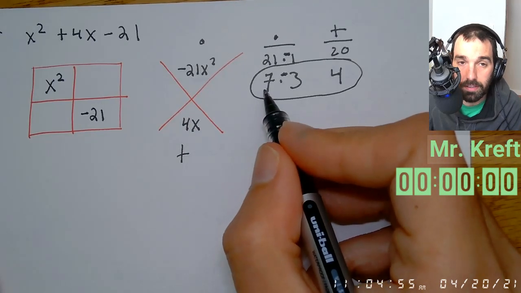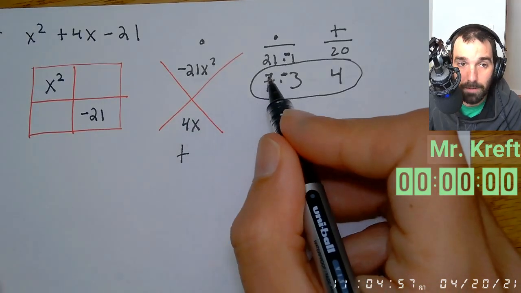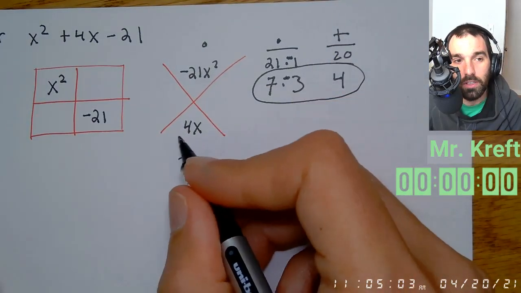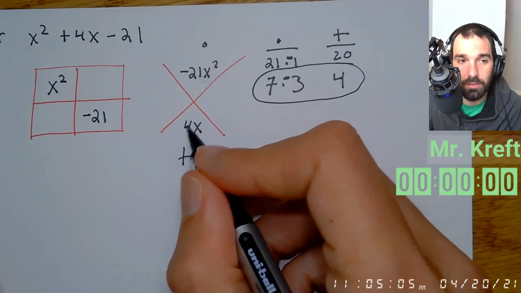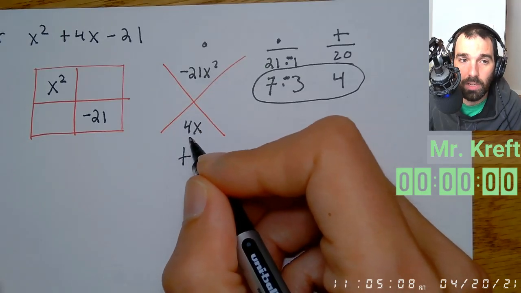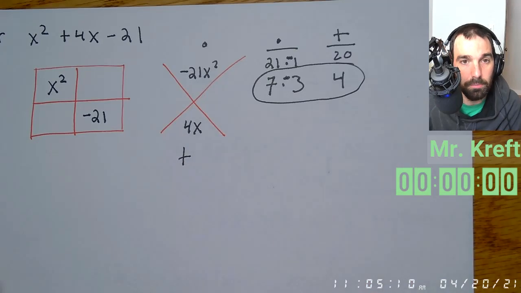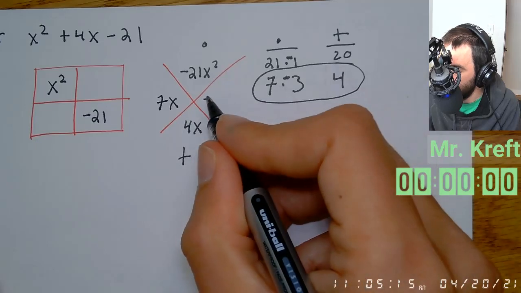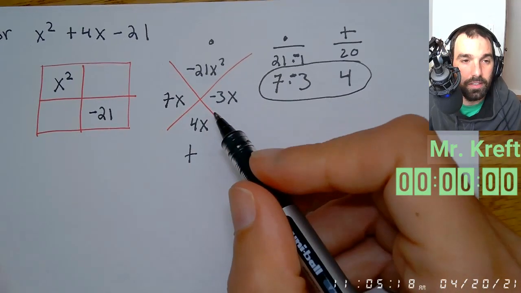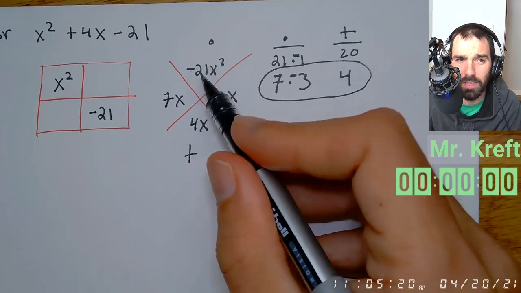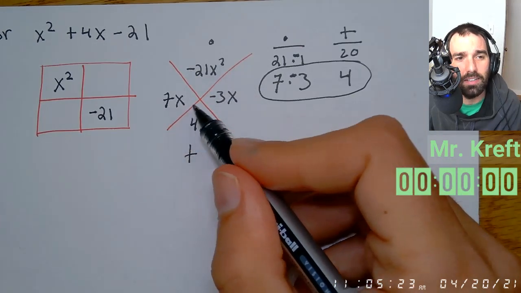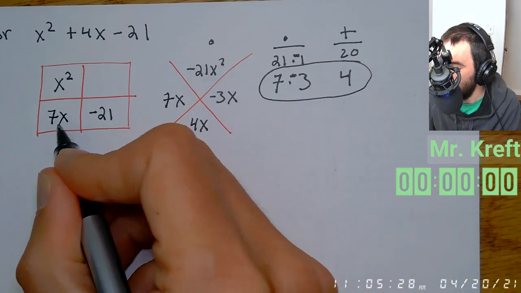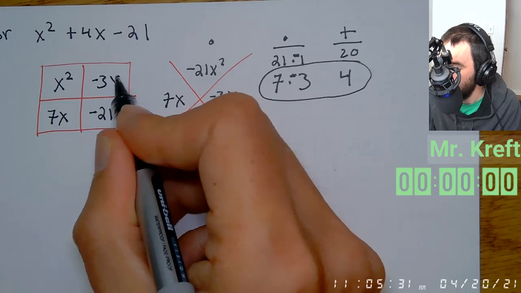So notice again, the bigger number has to be positive, because if I made 7 negative, then I would have a -4. Okay, so you can see which number is going to be positive or negative by looking at your sum. And whatever sign that is, that's what the bigger number is. So I'm going to have 7x, and I'm going to have negative 3x. Let's take a look. So 7x times negative 3x equals negative 21x squared, and 7x plus negative 3x is 4x. So I'm going to go ahead and add these into my box.